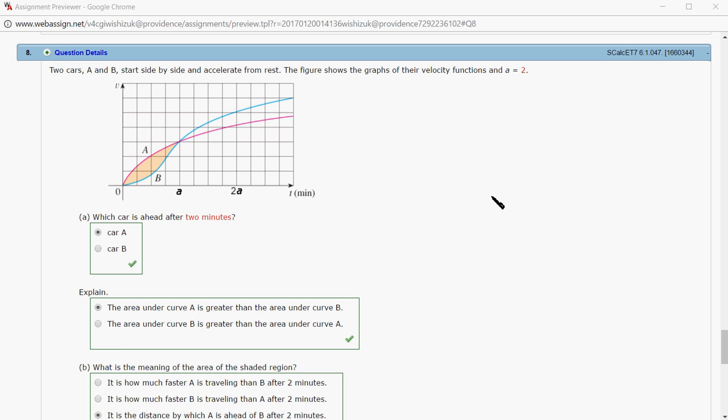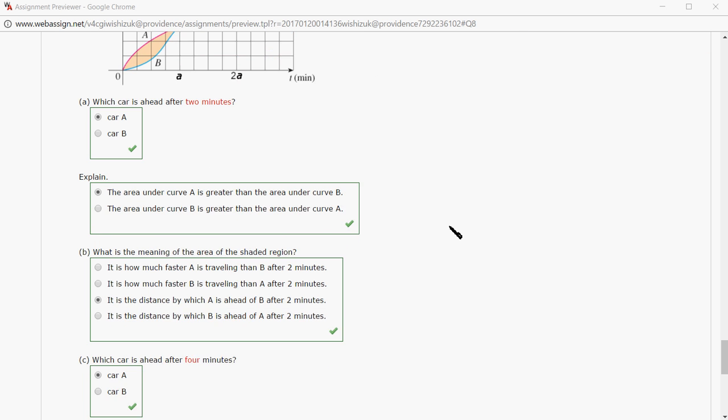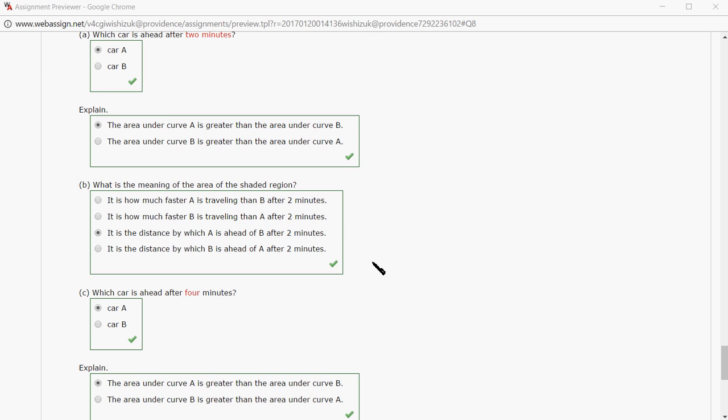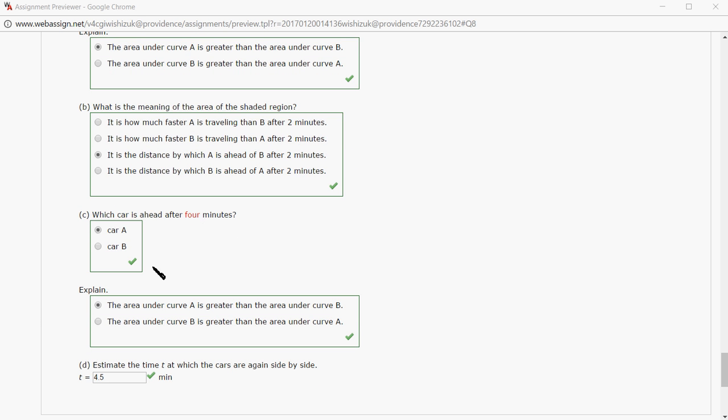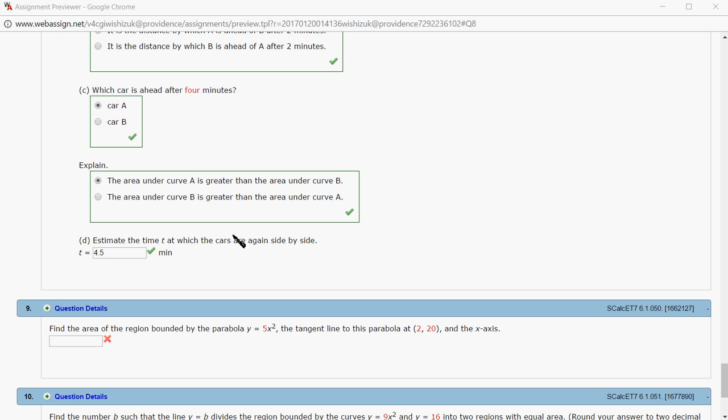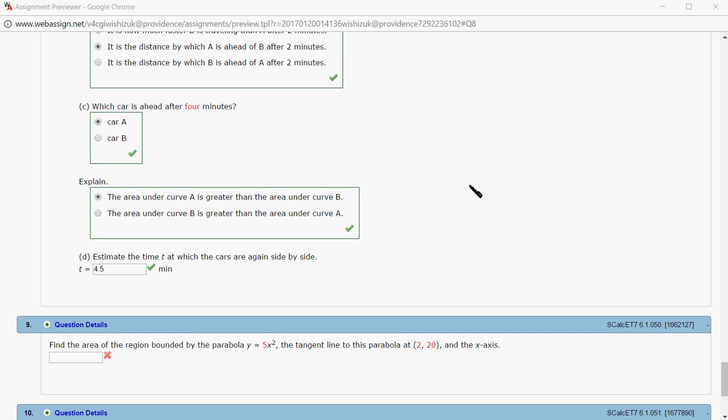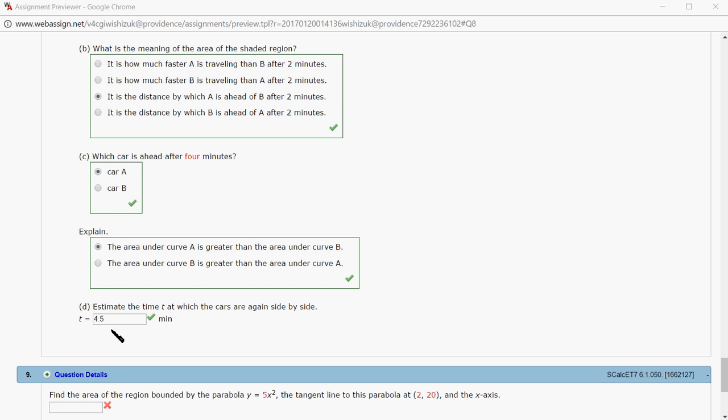It came back and it looks like part A is correct and the reasoning is correct, part B is correct, part C is correct and the reasoning is correct, and part D is correct. I'm pretty sure you can put a slightly different number and it would probably be accepted as the correct answer. For example, maybe if you try 5 and see what happens.